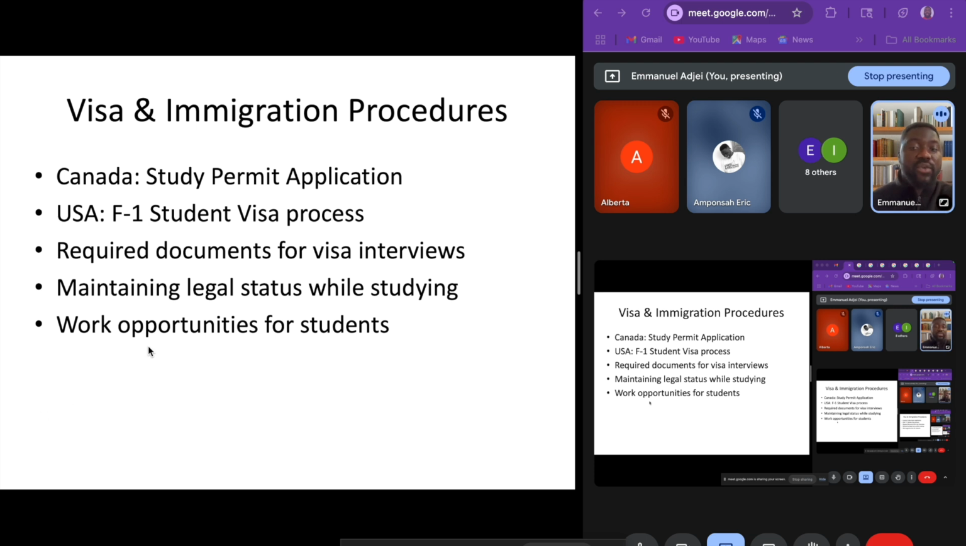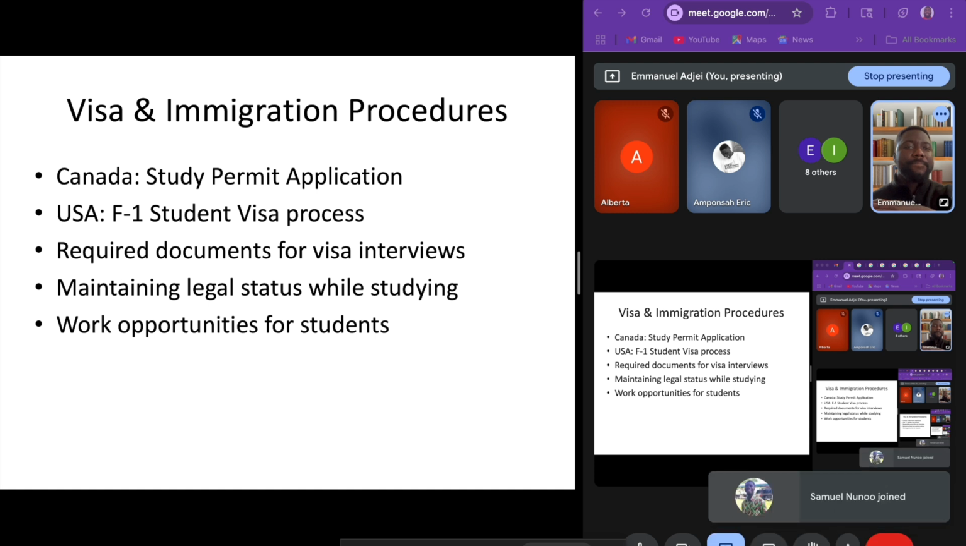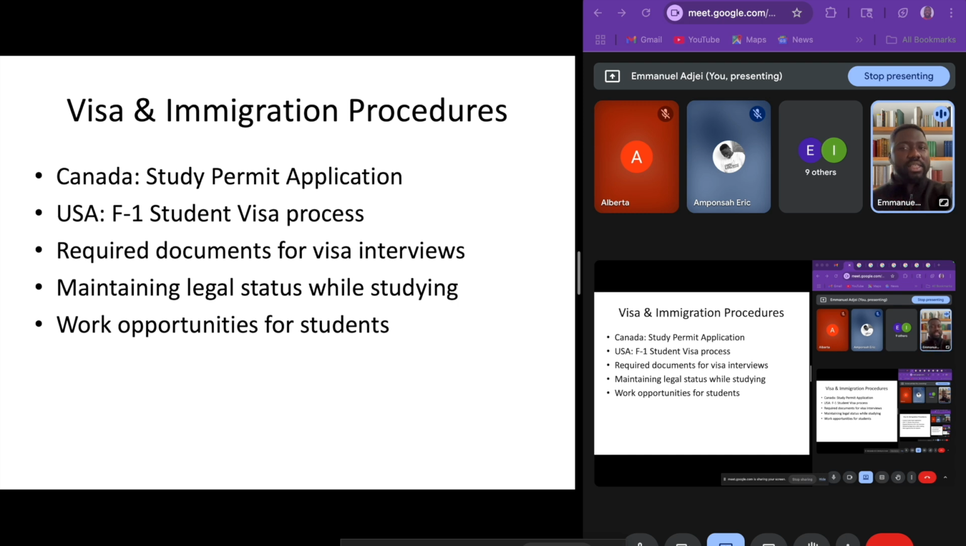Work opportunities for students. And this is brief. We are going to just take a minute to walk through that. If you want to work in the US, the opportunities are many, I would say, because I'm looking at 50 states and 4 territories. So 54 states. This is like 2 whole countries, or 3 or 4 or 5.